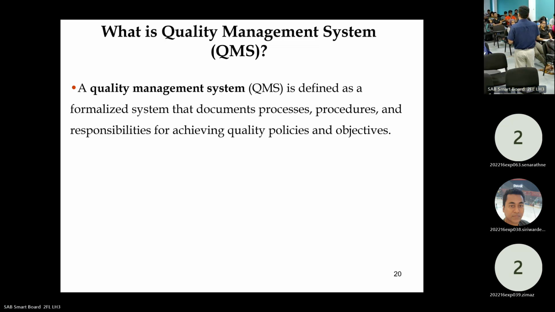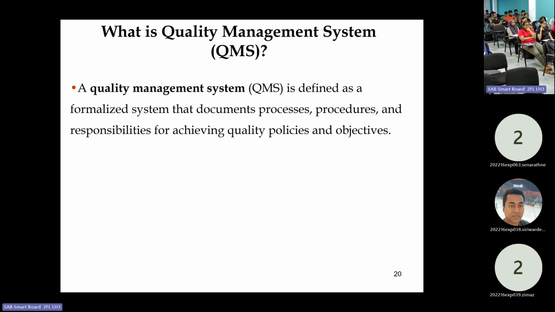So as you can see here, quality management is defined as a formalized system in a business that documents all the processes and procedures for quality-related activities and responsibilities. Who is responsible for what? Everything is well documented, properly and systematically arranged. That system is what we call QMS. Designing an effective QMS and implementing it on a day-to-day basis would not be a simple task.